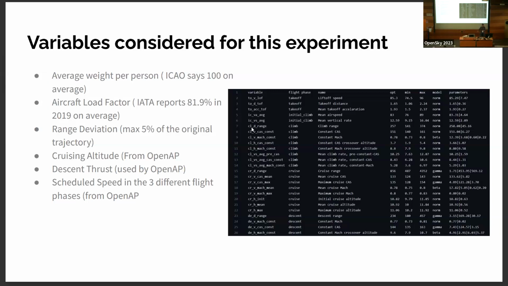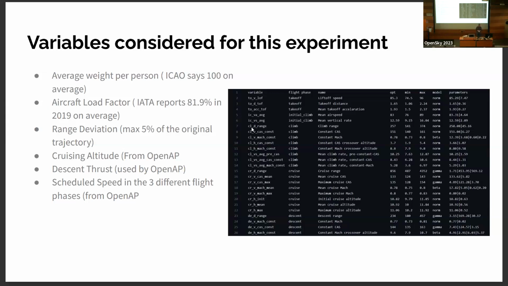There is this cruising altitude, which is taken from OpenAP. The descent thrust, this is also from OpenAP. If I remember properly, OpenAP is using this thrust factor to calculate the fuel used during descent, 0 being a descent without any thrust, and 1 being using the max thrust. And I think that the numbers here are between 0.3 and 0.4, if I'm not mistaken. It can be less, but it's maximum 0.4.